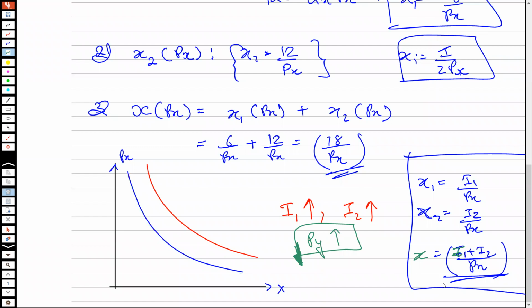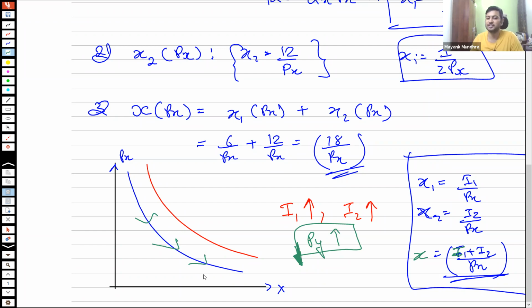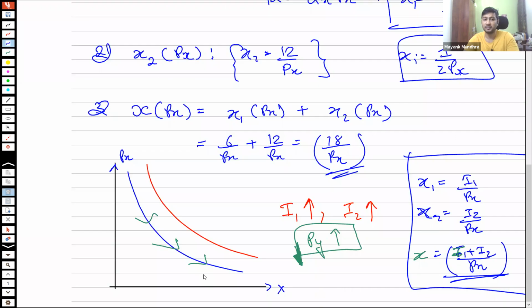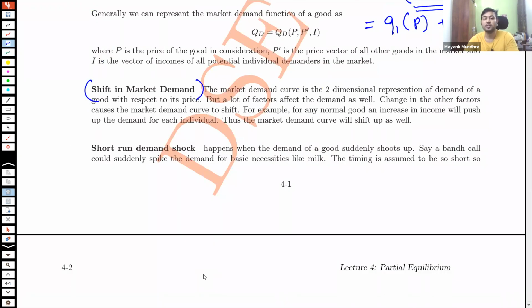Sir, movement along the same curve. Very good, movement along the curve. That's what I started with, right? If px changes, you move along the curve. If income or py changes, then the curve might shift. Okay, it need not always shift, like we saw, may shift. All right.